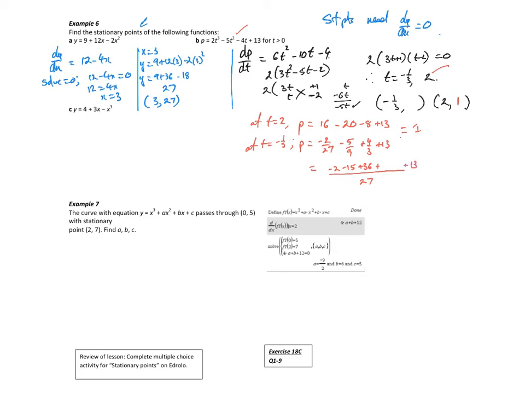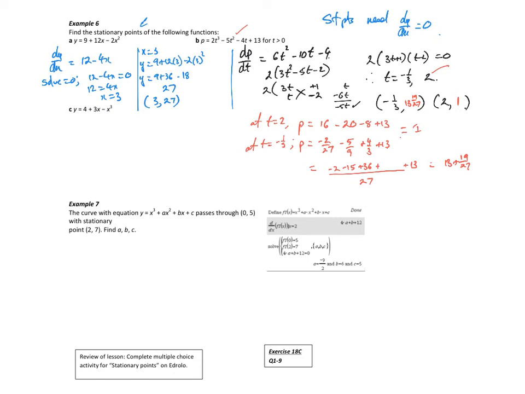So we get, what's that? Negative 17 plus 36 is positive 19. Is that right? It is. So we get 13 plus 19 on 27. So let's write it as that, 13 and 19 on 27. All right, so that's the coordinate of that turning point. So they're my stationary points.